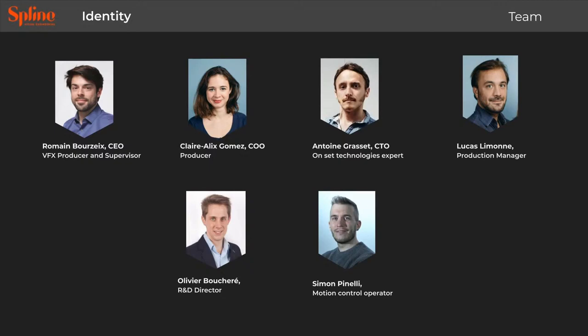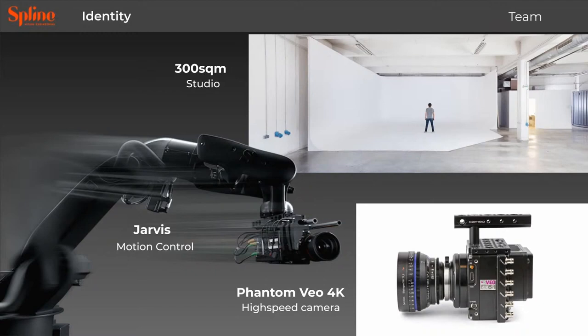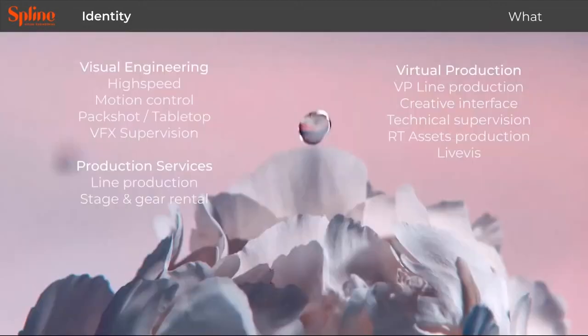After some financial exercise, we acquired those toys for a good start. We have a studio of 300 square meters inside Paris, the motion control called Jarvis, and a Phantom VEO 4K that can help us on tabletops and high-speed shots. On the side, we developed software to be able to control the robotic arms precisely. Around the tools, we have set up several services that make the tools work perfectly. For every project, we study the best way and technologies available to make it possible in the budget the production has for it. Spline develops and provides systems, solutions and craftsmanship for the constantly evolving needs of video production.